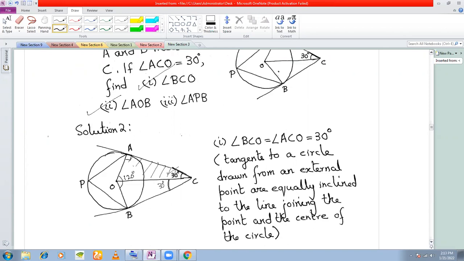Next question is APB. So how do you find out APB? If you see here, this 120 degree angle is the angle subtended by this arc AB at the center of the circle, right? And angle subtended by the same arc AB on the remaining part of the circle is this. And you know that the angle subtended by an arc at the center is double the angle subtended by it on the remaining part of the circle. So therefore, this angle must be 120 by 2, which must be 60 degrees. And that completes the third part also. Okay, fine. So that completes this question.